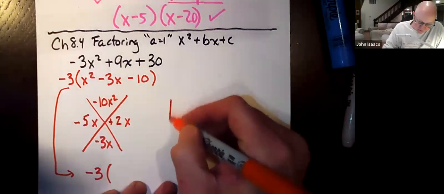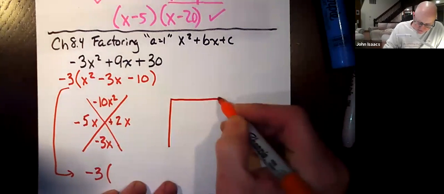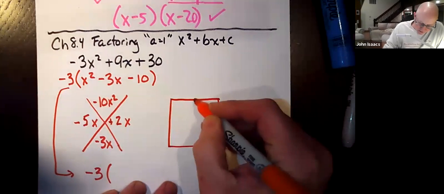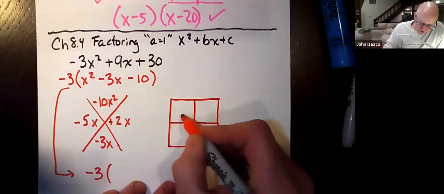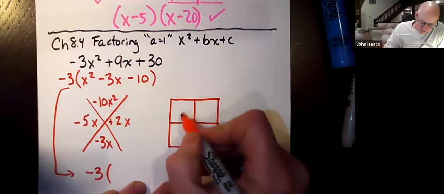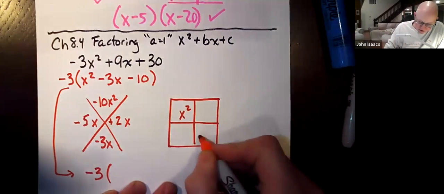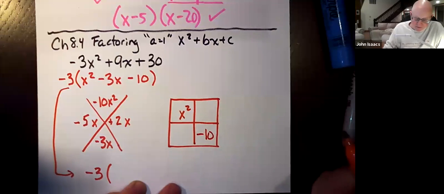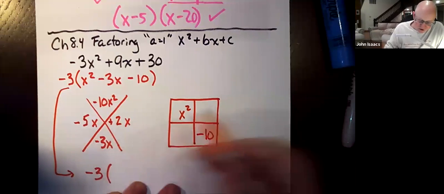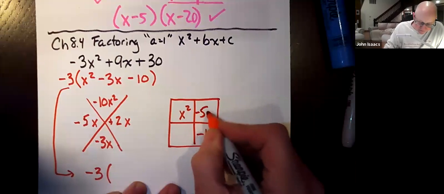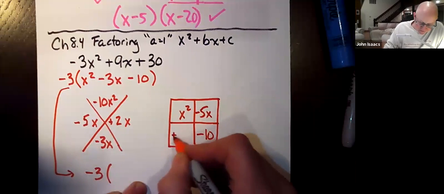Now we need to do the box part. So we draw a box over here. Now remember, the box, the first term gets the first term from the quadratic, x squared. The last box gets the last term from the quadratic. These two boxes get these two terms. Doesn't matter where we put them, they just have to go there.